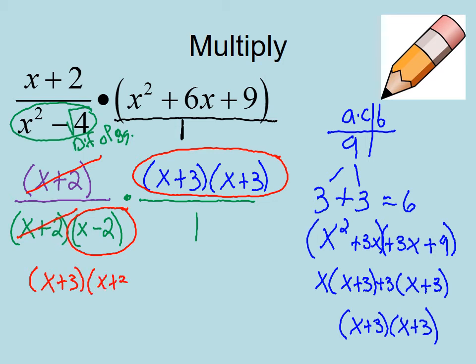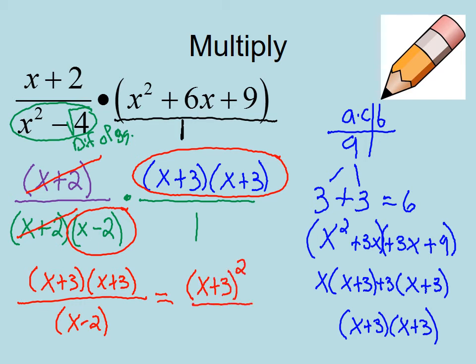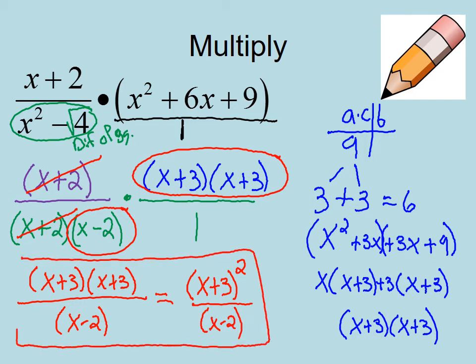times x plus 3 all over x minus 2. Now, if we want to get fancy, you guys, if I write the same thing twice, that means it'd be squared. So you can also write this as x plus 3 squared over x minus 2. I would accept either of these for answers. All right? All right, moving on.